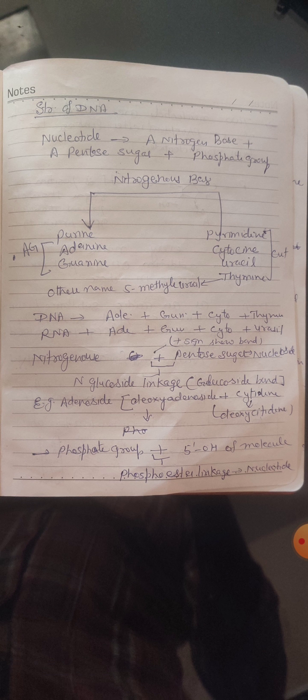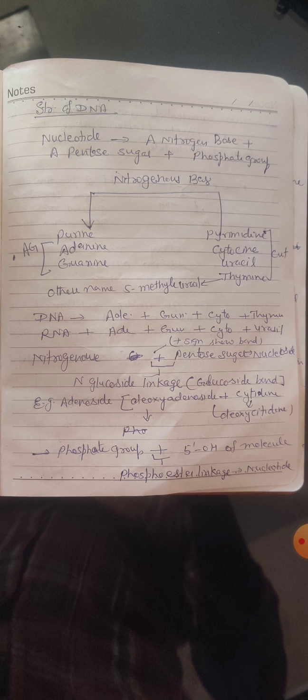Pentose sugar means the sugar which has 5 carbon atoms. And what is a nucleoside? When the phosphate group is absent, and only the nitrogen base and pentose sugar are present, that is called a nucleoside. That is the main difference between nucleotide and nucleoside. In a nucleotide, 3 are present: nitrogen base, pentose sugar and phosphate group. But in a nucleoside, only the nitrogen base and pentose sugar are present. Is it clear to all of you? Okay.